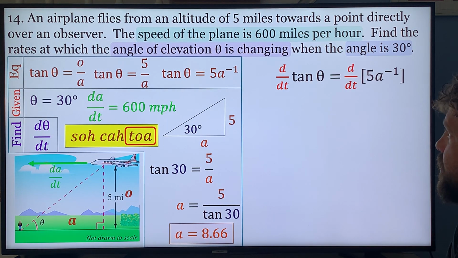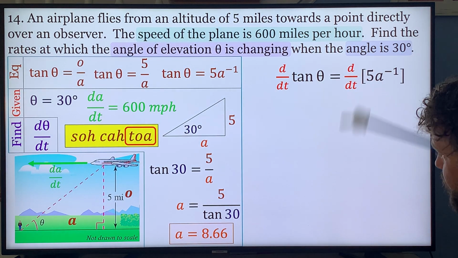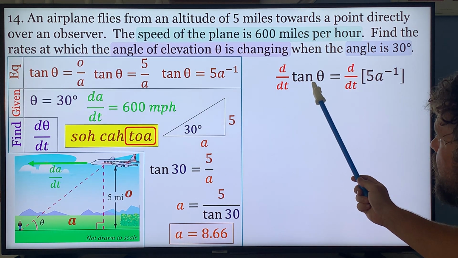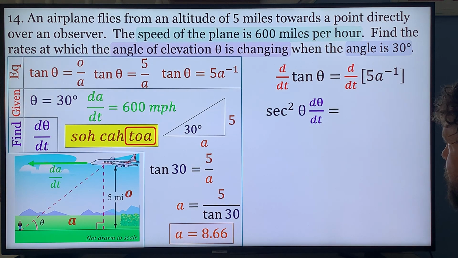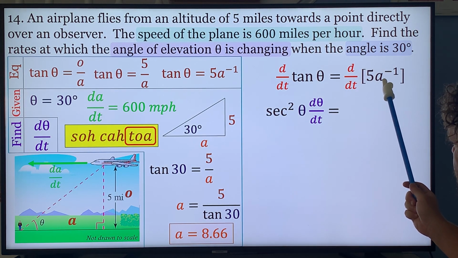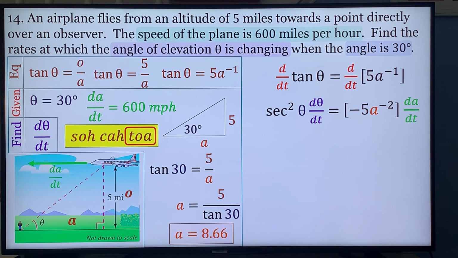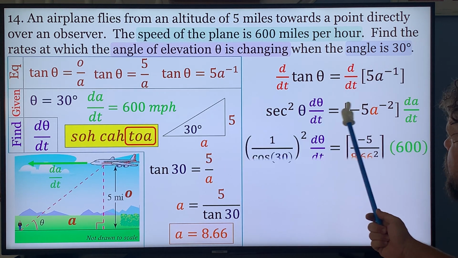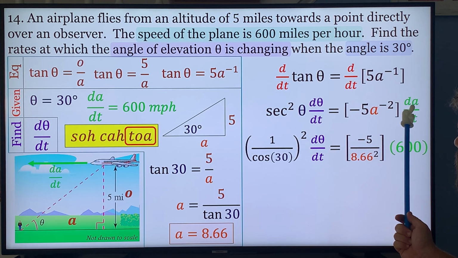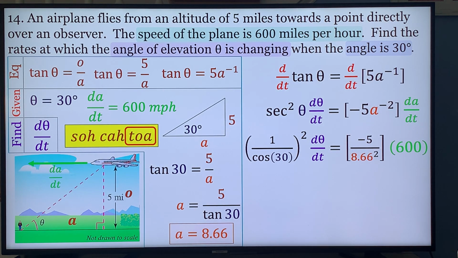Derive this equation right here. Hard part becomes easy. Secant squared theta, d theta dt equals 5 times -A to the -2, which is -5A to the -2, dA dt. Sorry, I forgot to say dA dt. Plug some stuff in. 30, d theta dt we don't know, A is 8.66, dA dt is 600. The reason I changed it from this to this is just so you can see what it is. If you just want to raise this to the -2nd power, you can. You get the same answer.